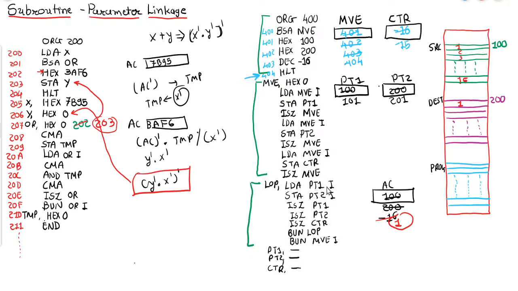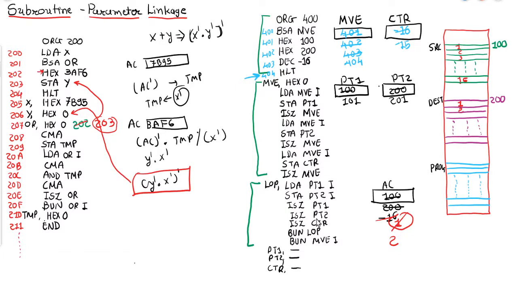Then LDA PT1I. So what is the value of PT1? 101. So it will go to memory location 101. What is the value of the operand? 2. So 2 will be loaded into the accumulator. And then STA PT2I. So what is the value of PT2? 201. Sorry, 201. Okay, and so this will be stored on memory location 201.